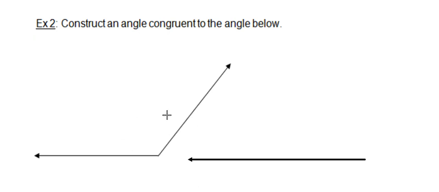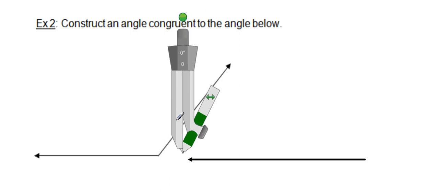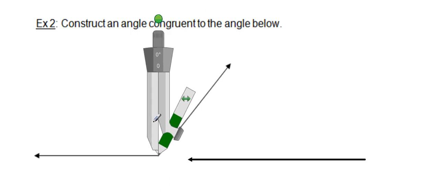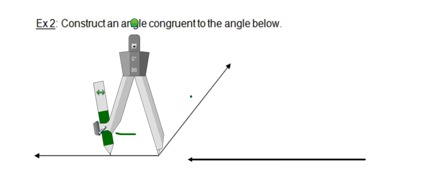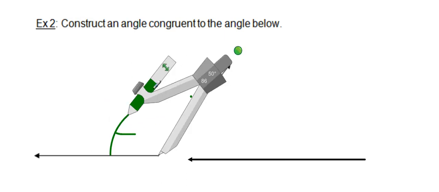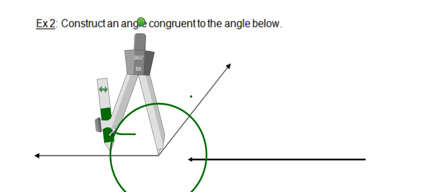I'm going to drag out my compass and create this arc here at the vertex. So the point of my compass will go here at the vertex of my angle. And you might prefer to do a nice big circle. As long as your arc intersects both sides of the angles, you're in a good spot.